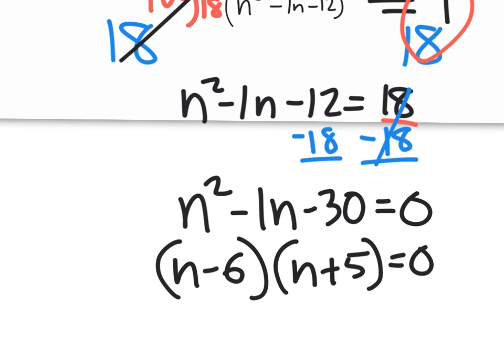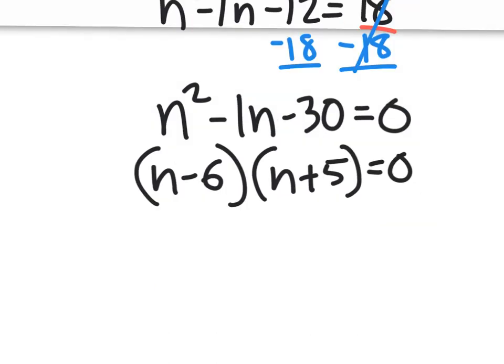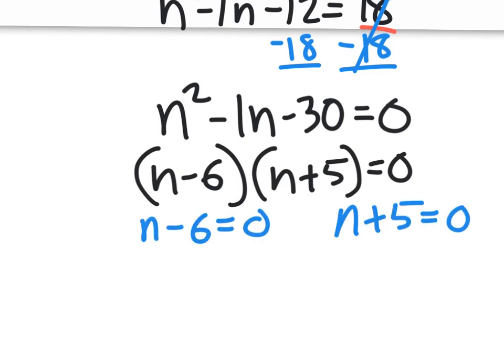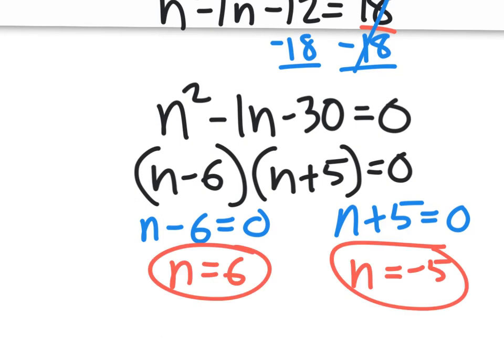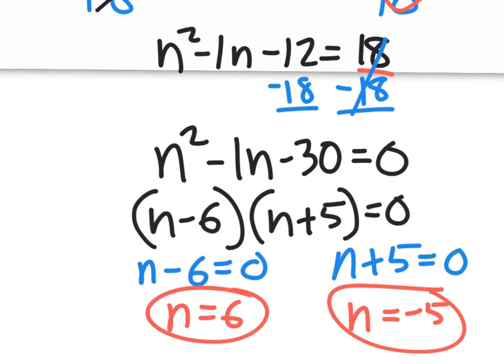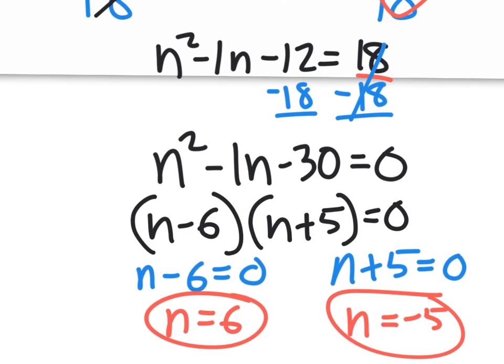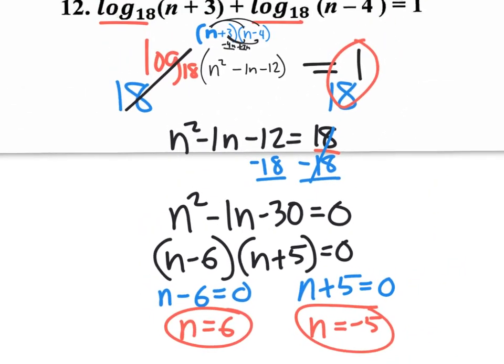Now after this, you're going to have to split them and solve. So you're going to have n minus 6 equals 0. So it's crystal clear that we're going to have our two answers, n equals 6 and n equals negative 5. So all we need to do is double check and make sure those answers don't give us negative values inside logarithms of the original equation.